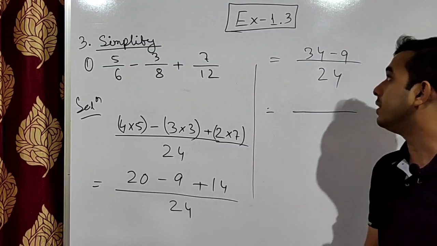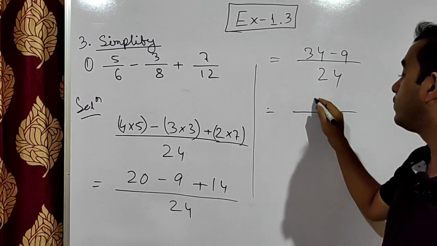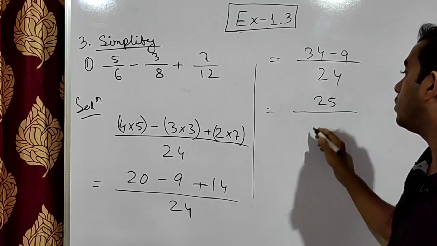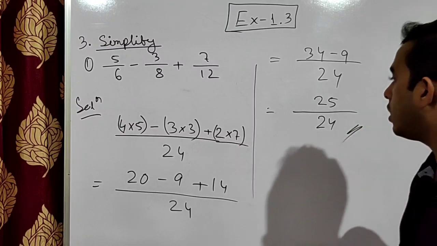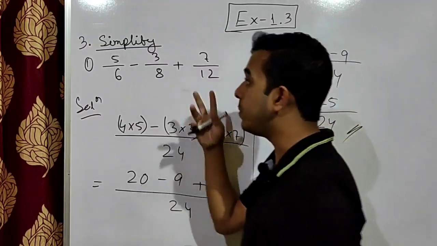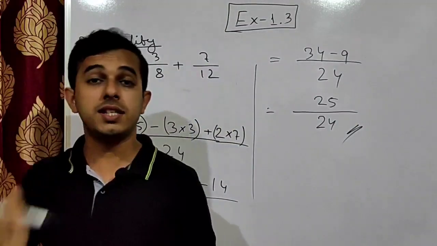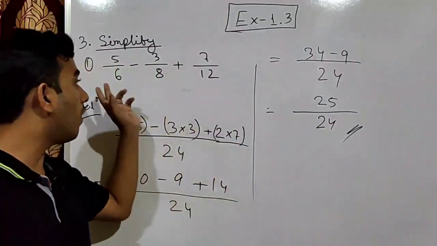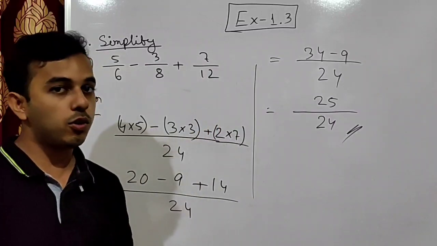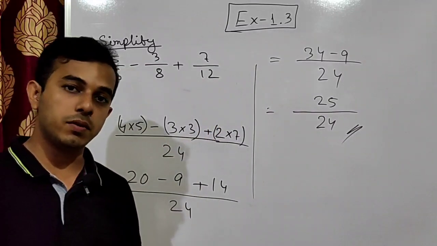34 minus 9 is 25. 25 divided by 24 is our required answer when we simplify. So 25 by 24 is the simplest form of this expression. I hope you got what is simplify.